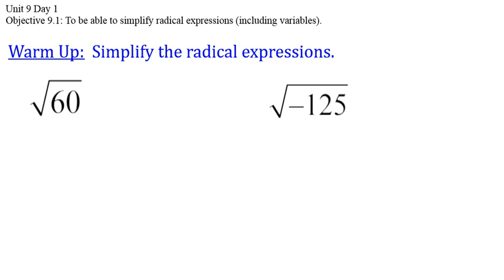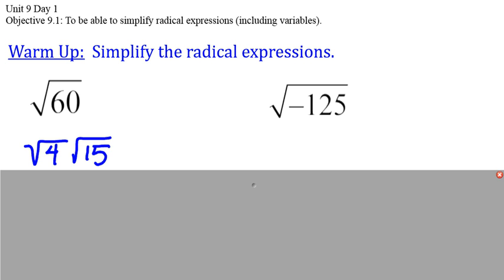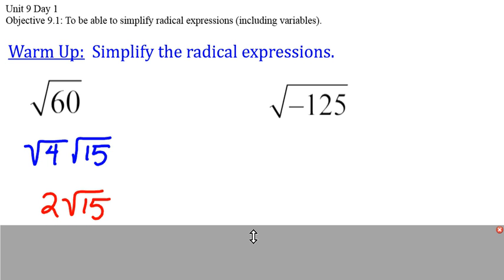If we have the square root of 60, we always ask ourselves what's the largest perfect square factor that belongs with 60. 4 would be the largest perfect square factor, and we know 4 times 15 is 60. So using 4 as the perfect square, the square root of 4 is a value of 2. The square root of 15, there's no perfect square factors for 15, so we leave it as is. So the square root of 60 simplifies to 2 square root of 15.